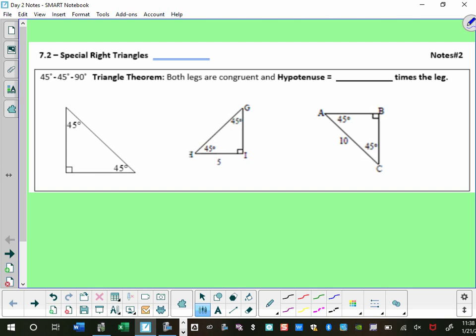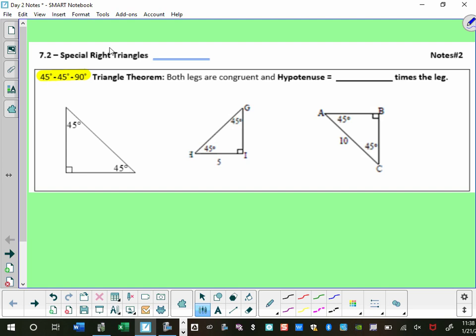So what we're doing here is we're going to write down some formulas, to make sure you guys are writing them down too. We have special right triangles. There are two types of triangles: a 45, 45, 90, and a 30, 60, 90. Today we're working with the 45, 45, 90 first.